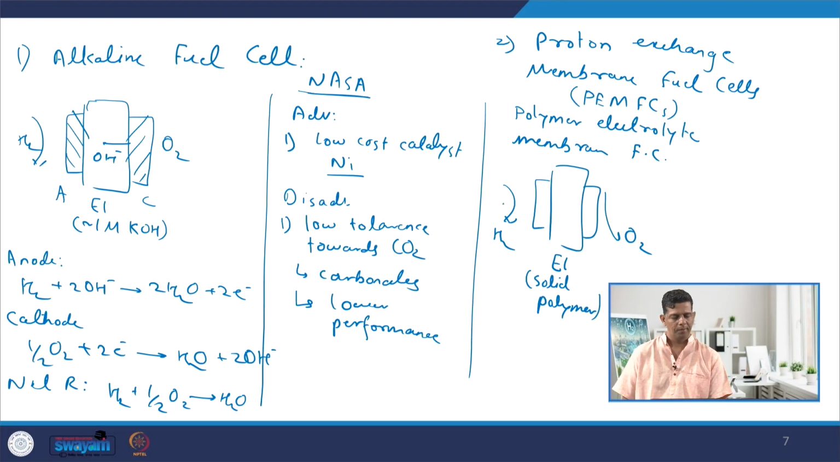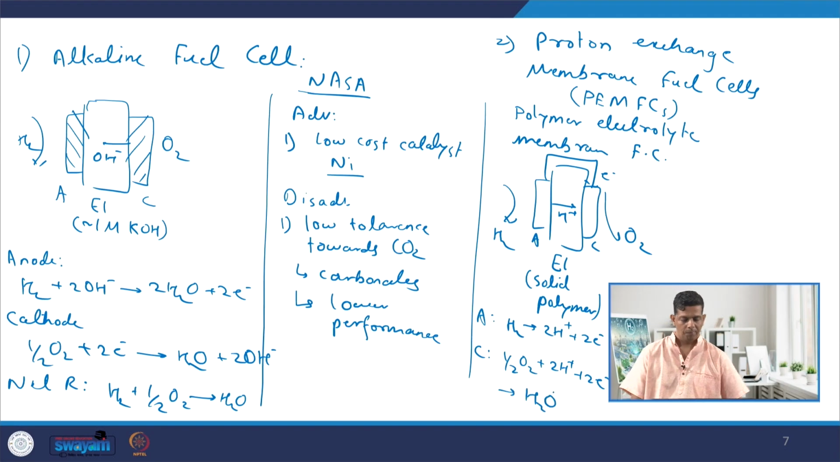So, as we can see, this hydrogen, the anode reaction is still the same. Hydrogen gets split into 2 moles of protons and 2 moles of electrons. At the cathode, the protons shuttle and the electrons move through an external circuit. Once they reach the cathode, this half mole of oxygen combines with 2 moles of protons and 2 moles of electrons to form the product water. So, this is how proton exchange membrane fuel cells work.